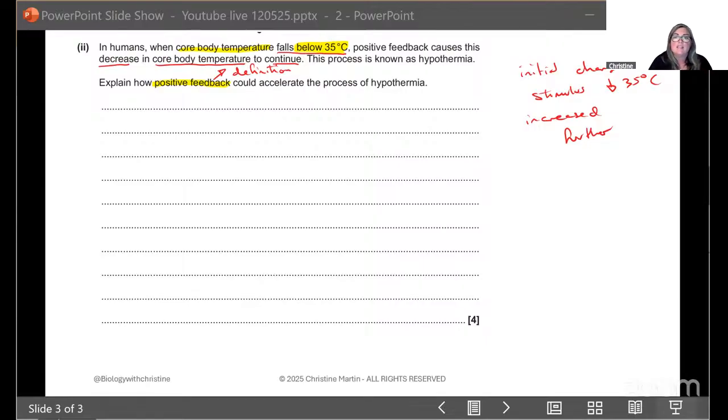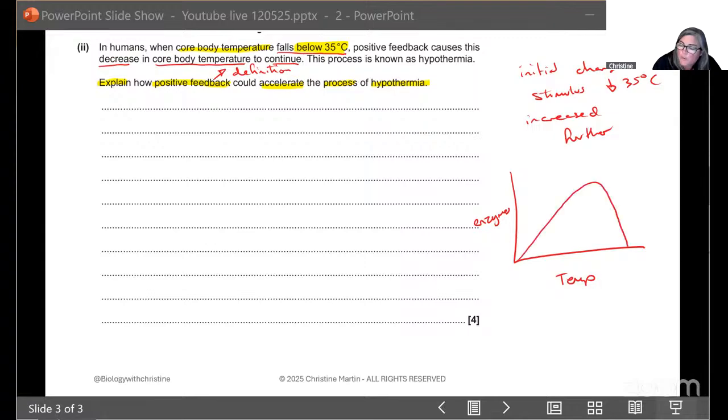Now, the next thing is that it's then going to ask you to carry the question on, because it says explain how positive feedback is going to accelerate the process of hypothermia. So what is hypothermia? Hypothermia is where you've got a drop in your temperature, and that drop in the temperature is going to have an effect on the different parts of the body and how they function. Well, straight away, what do we talk about when we go to temperature? If we were looking at temperature and the effects of temperature, we would normally start to think about enzymes, and all students jump, whenever we talk about enzymes, to the end point of denaturation.